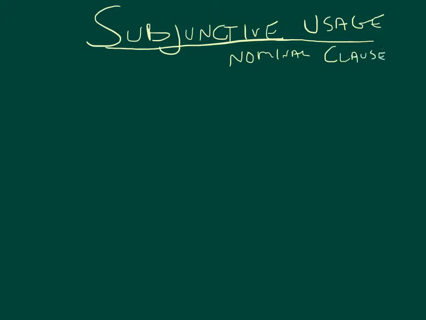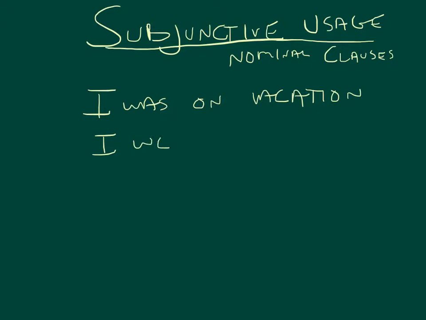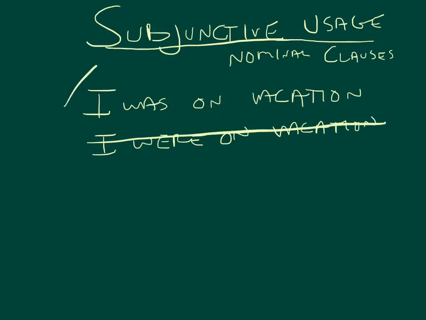Okay, and I'm going to need you guys to think back to grade school and your grade school grammar classes for this. Now let me ask you a question. Which of the following is correct? I was on vacation, or I were on vacation? So which of those two is not correct? Obviously, we all know I was on vacation is the correct one.